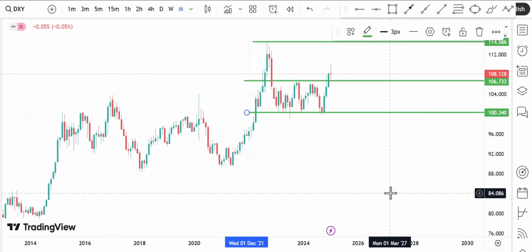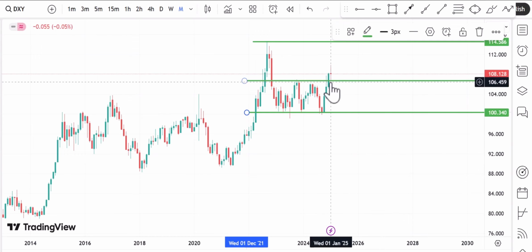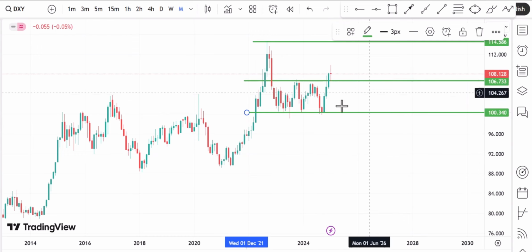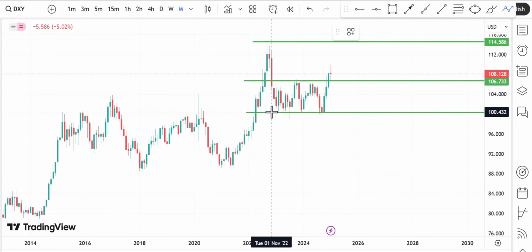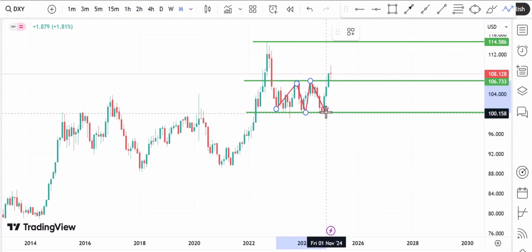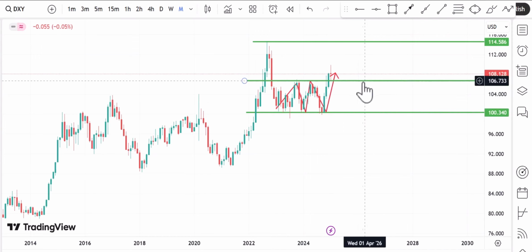If you look at the DXY, a supply level was taken out yesterday because yesterday's candlestick was able to close above this resistance at 106.733. If we notice, it has been between 100.340 and 106.733. So if you notice how the market has been moving, but what happened yesterday, it was able to close above the resistance or the supply level here.